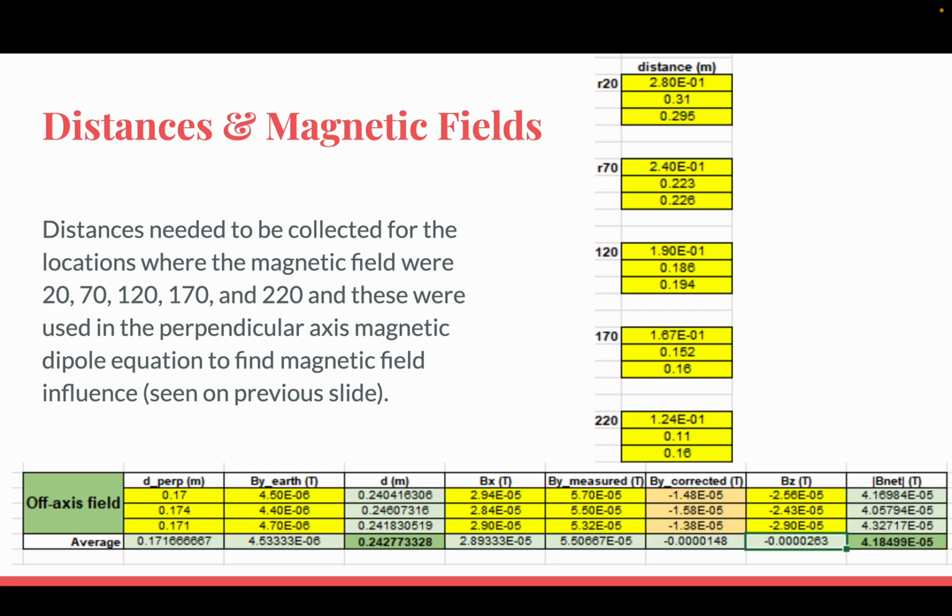So you see as the distances decrease, they're decreasing as the magnetism is going up. So as distance goes down, magnetism goes up. That's also a similar sort of thing seen on the off-axis field data as well.